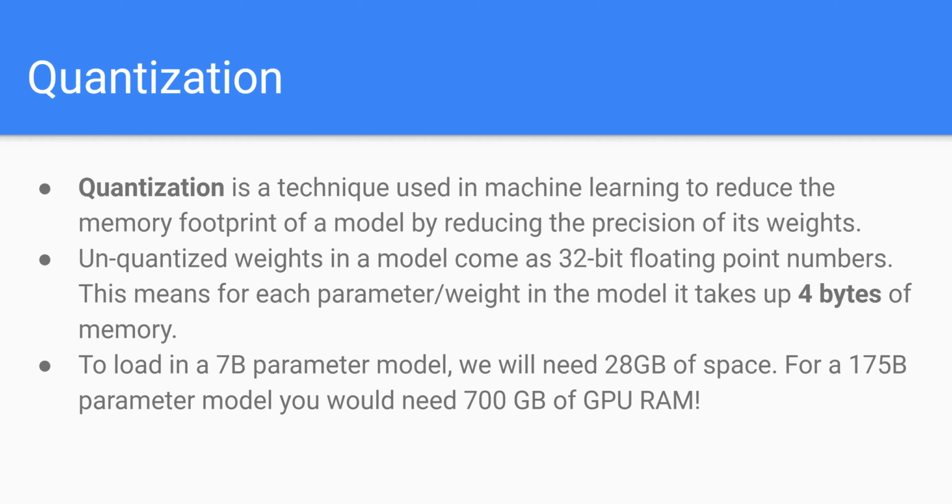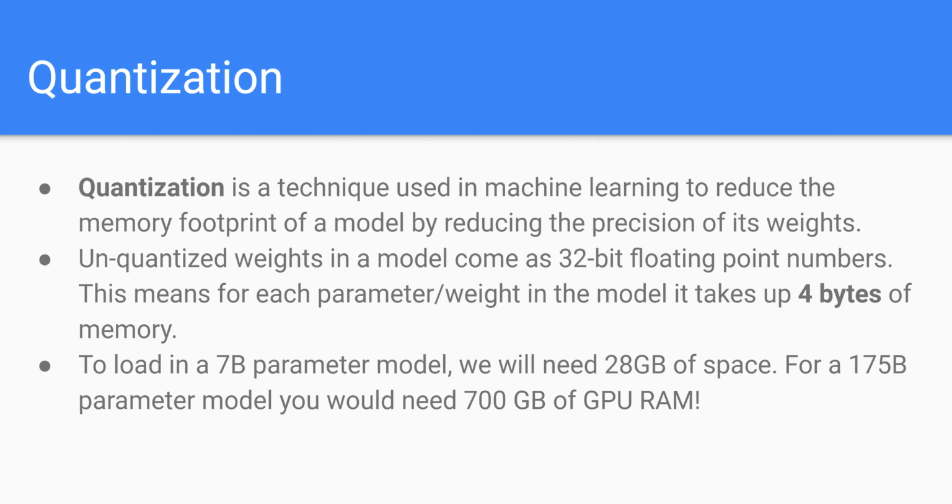For example, a 7 billion parameter model, which is actually quite small compared to a lot of the state-of-the-art models that we use like ChatGPT, where each parameter is 4 bytes or 32 bits, would need 28 gigabytes of space just to hold the model. That actually exceeds the amount of RAM on a lot of standard computers that people have. But it's feasible and doable, and you do see a lot of models that are this size.